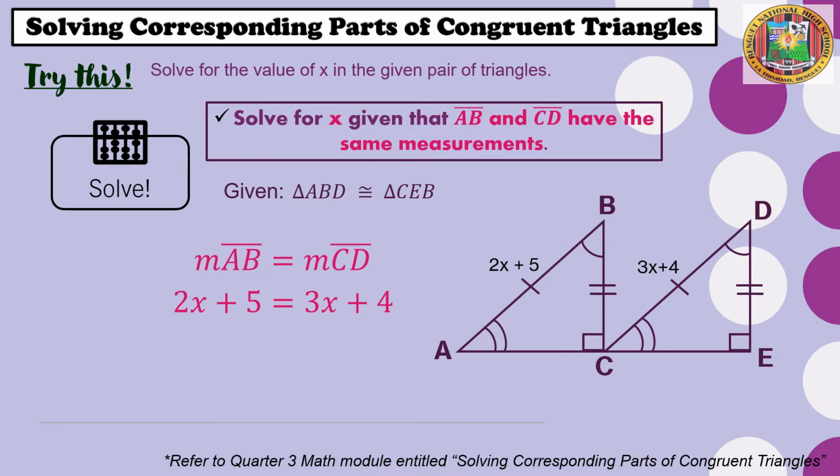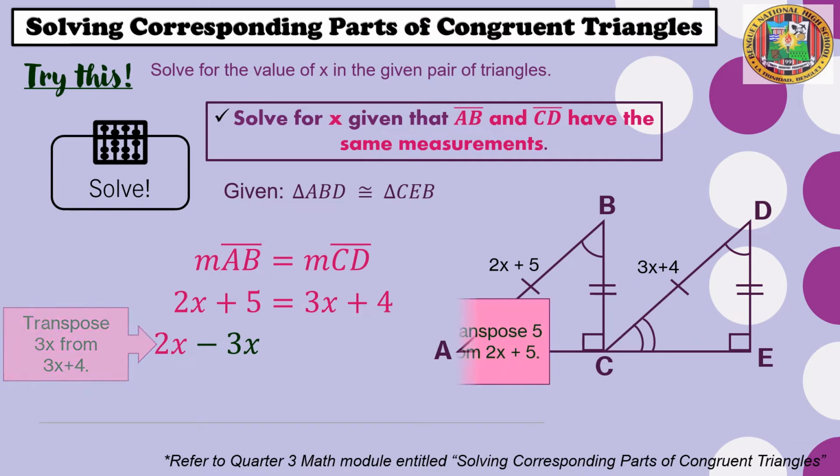From here, we apply what we've learned in algebra. To solve for x, we will have to transpose 3x from 3x plus 4 so that we put together the terms with x. On the other side, we put together constants, so we transpose 5 from 2x plus 5.